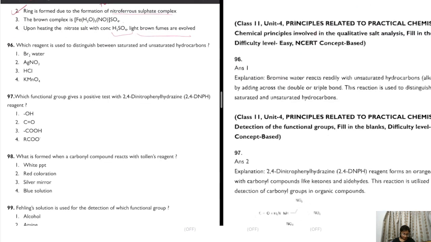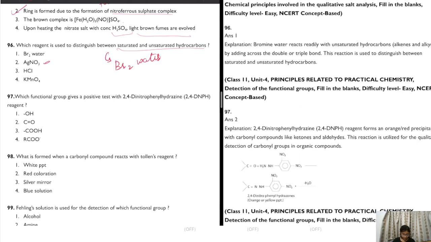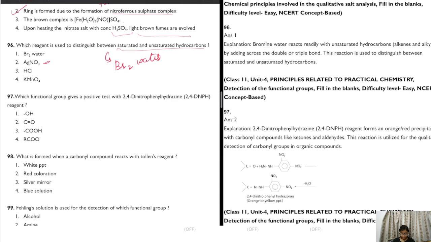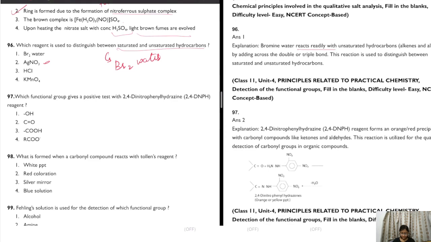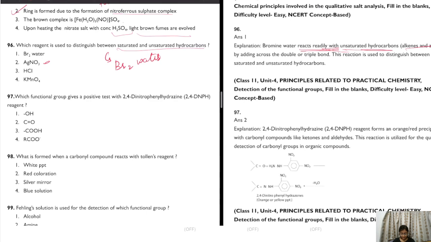Now the next question is, which reagent is used to distinguish between saturated and unsaturated hydrocarbons? It is a very basic test. We do bromine water test, right? This is for halides. AgNO3. Now, what happens in bromine water test? It reacts readily with unsaturated hydrocarbons, that is alkenes and alkynes, by adding across a double bond. Bromine is added, so it is used to distinguish between saturated and unsaturated hydrocarbons.